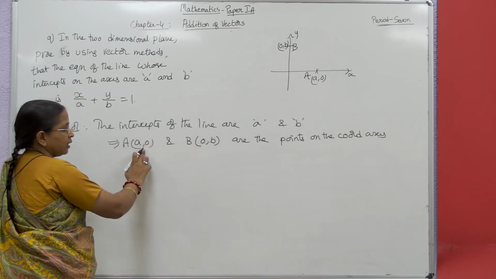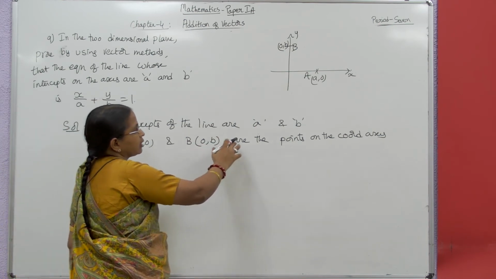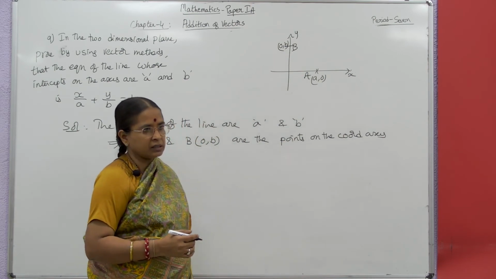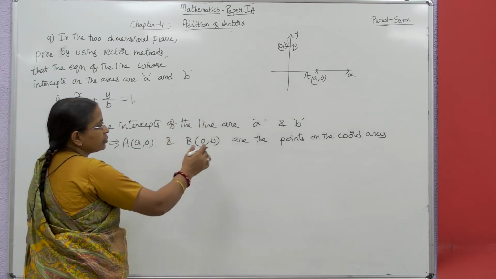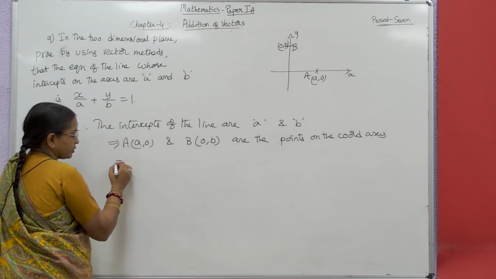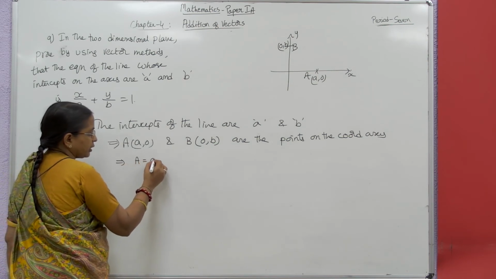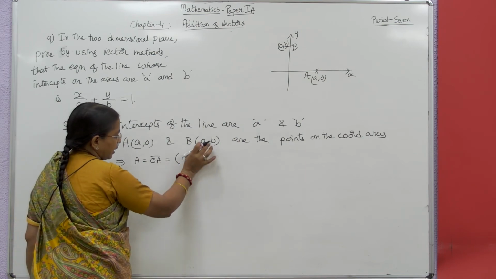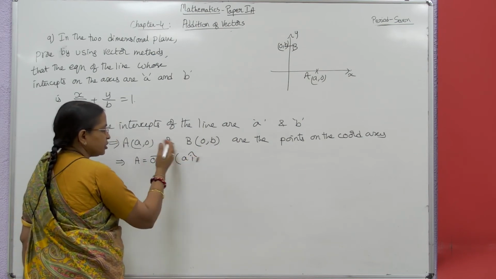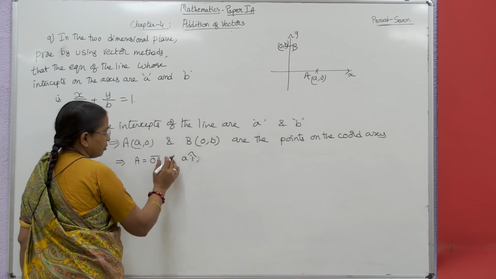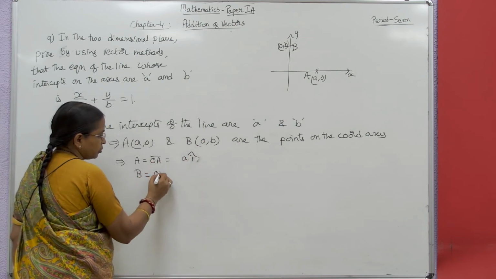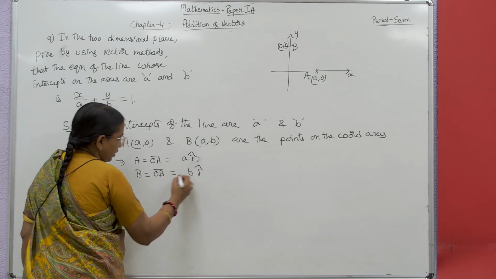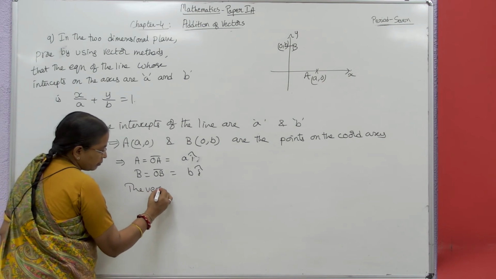So the points are A, 0 and 0, B. These are the 2 points in the 2-dimensional plane. So you will not have Z axis. Third coordinate won't be there. So these are the points on the coordinate axis. So that means you can write a point, that is OA vector. In terms of vectors, it is just A I plus 0 J. So A is equal to A I. Similarly, B is equal to OB vector, that is B J. Now the vector equation of the line.